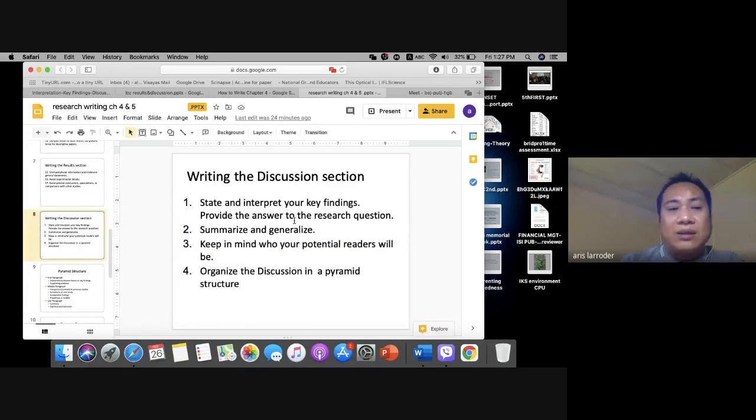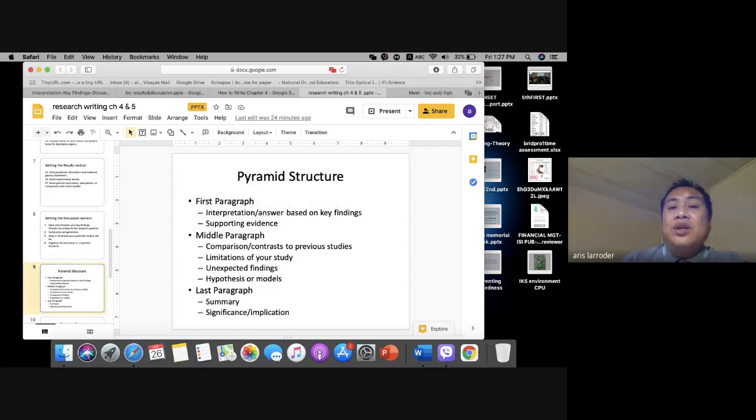This explains it. And then the middle paragraph would be a comparison or contrast to previous studies. You mention what other studies' results are with regard to your result. And then the limitations of your study can be presented for each research objective.